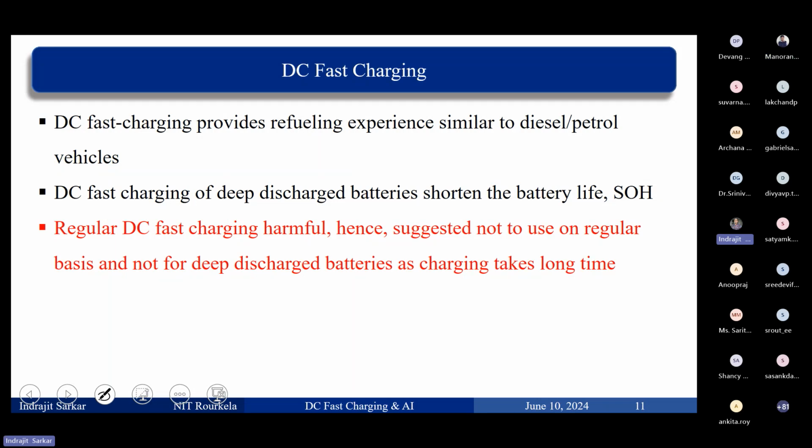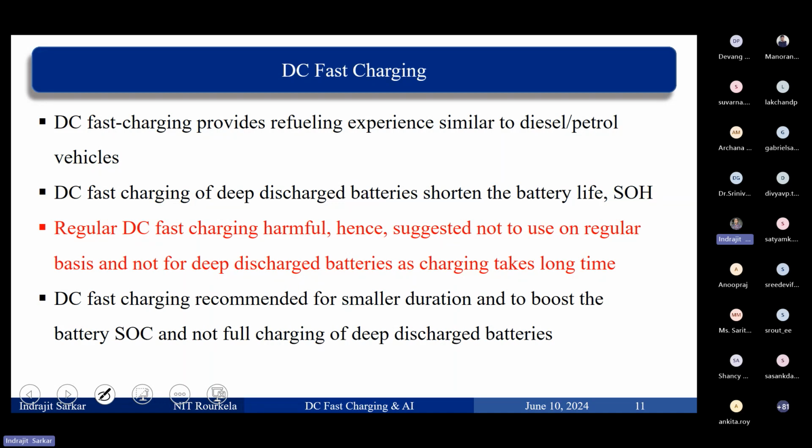It depends on the battery, because when you start using the vehicle, the SOH of the battery is high. As you subsequently use it, the battery SOH deteriorates depending on the current state of health. SOH means state of health of the battery. Whether DC fast charging is recommended or not can be decided on this. DC fast charging is recommended for smaller durations, to boost the battery SOC, and not for full discharge or deep discharge of batteries. Let's take an example.